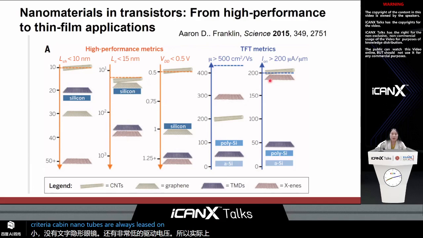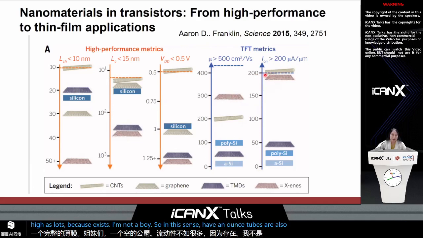For thin film transistors, though the mobility of carbon nanotubes is not as high as that of excimers, because excimers are not stable at all, in this sense carbon nanotubes are also the best material for TFTs.